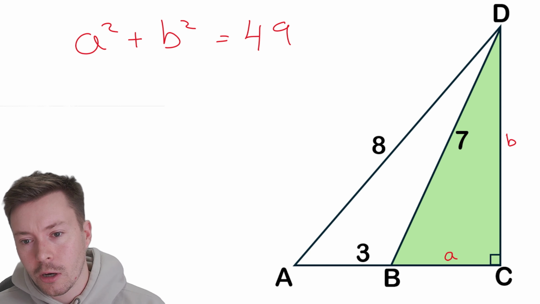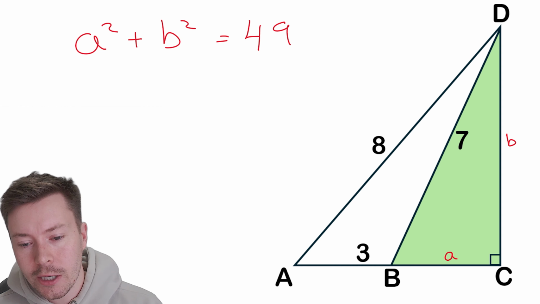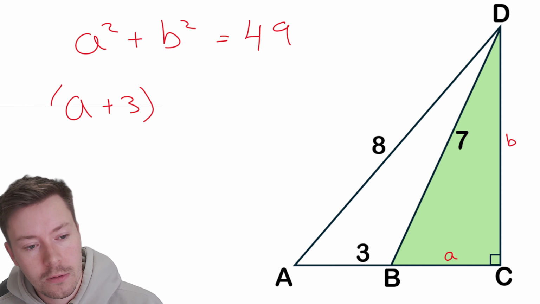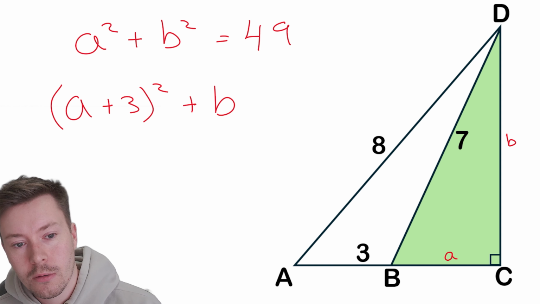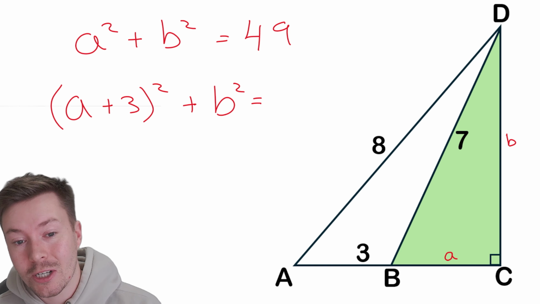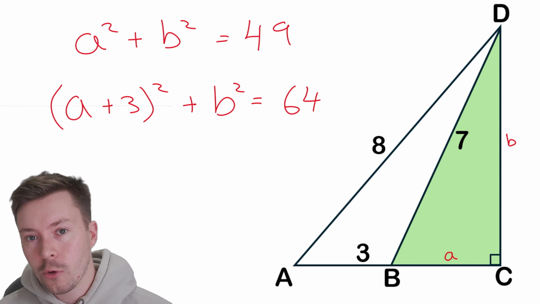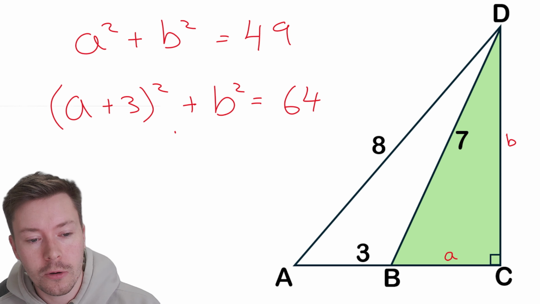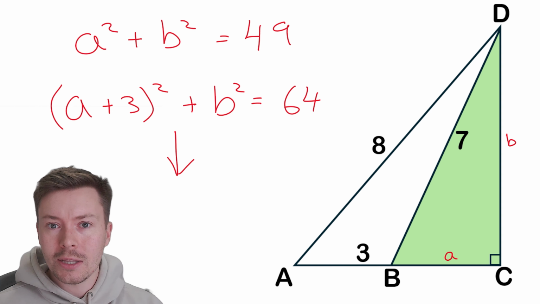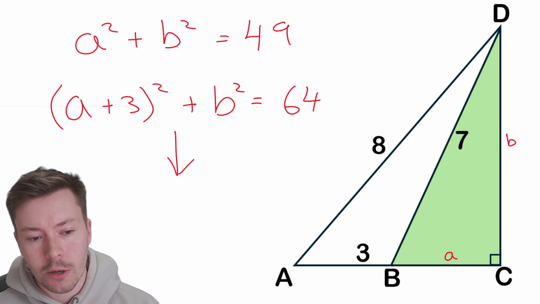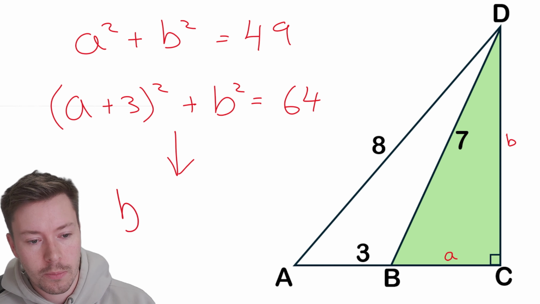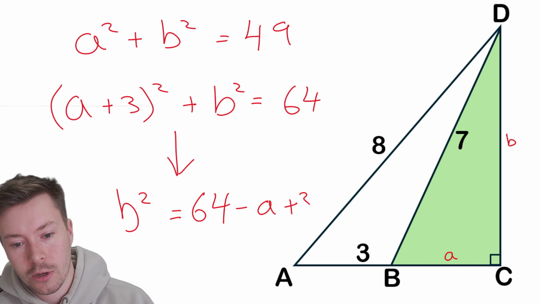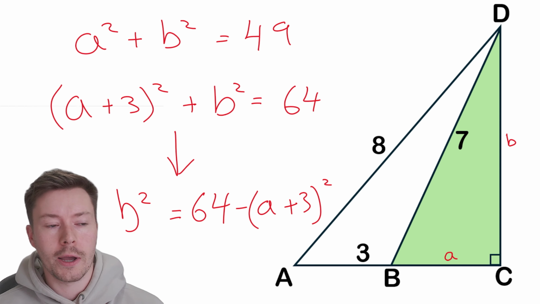Now we can then do it with the larger triangle AED, or ACD. For that we are going to get a plus 3 squared plus b squared is equal to 8 squared, which is 64. Now we've got two equations, both have got b squared in, so maybe I can rearrange this second one to give me b squared as the subject. So let's say that b squared is equal to 64 minus a plus 3 all squared.